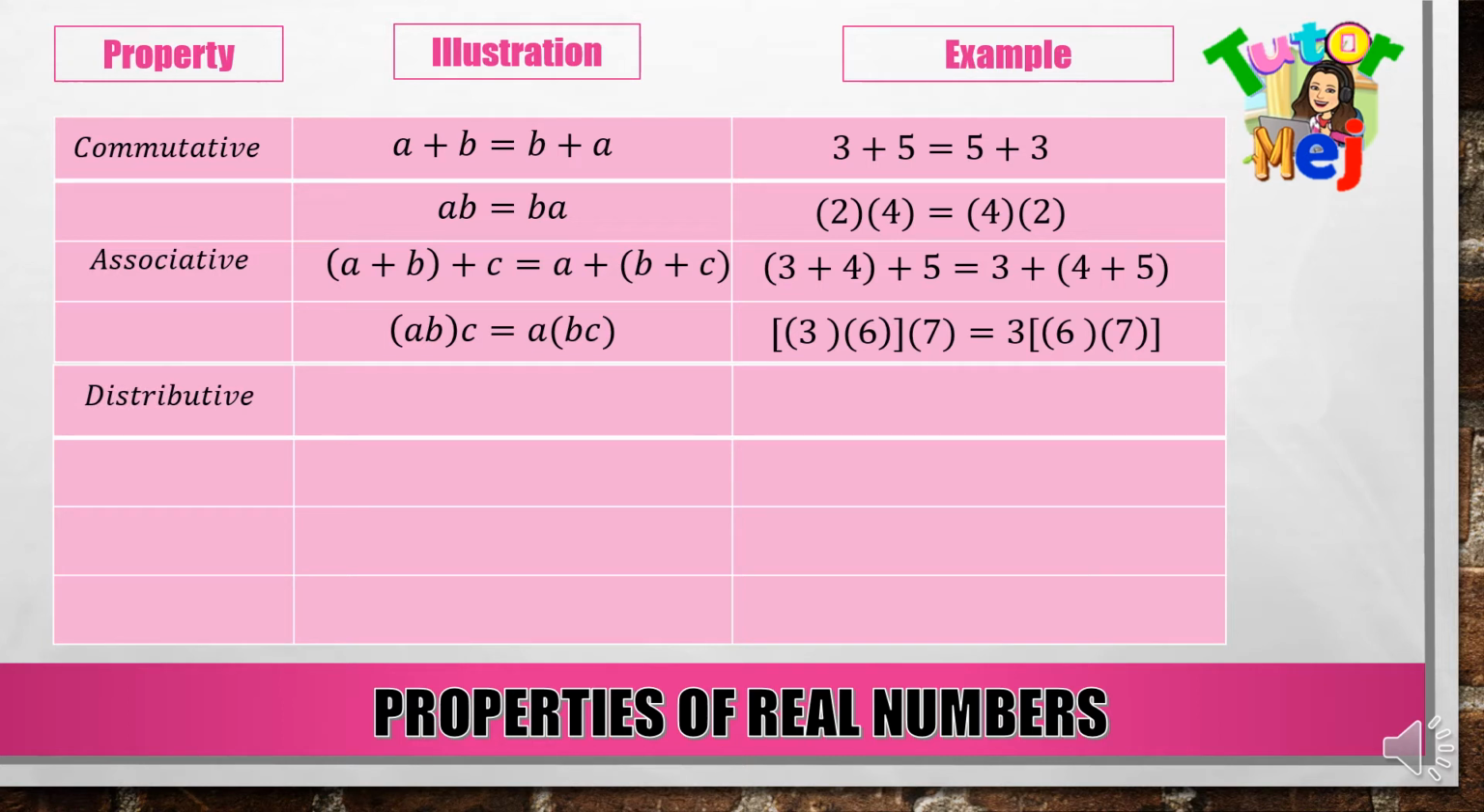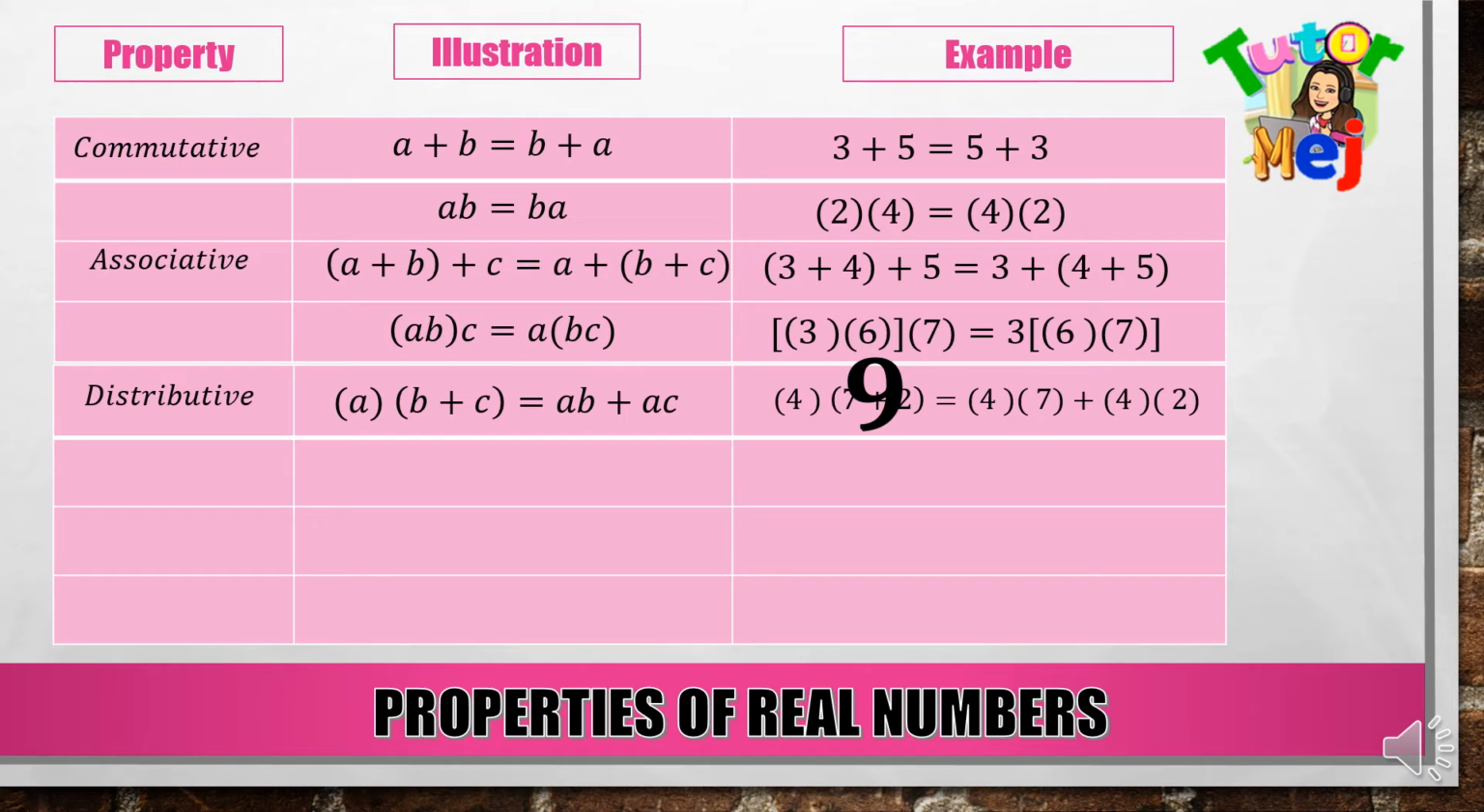Okay, next, distributive. So, pag sinabing distributive, ito ay galing sa root word na distribute. So, ibig sabihin, di-distribute lang natin yung nasa labas ng quantity sa loob ng quantity. So, meron tayo dito, real number A times the quantity B plus C. Ibig sabihin, multiply muna natin si A times B, yun yung nasa right side, plus A times C. So, ano bang magiging result?